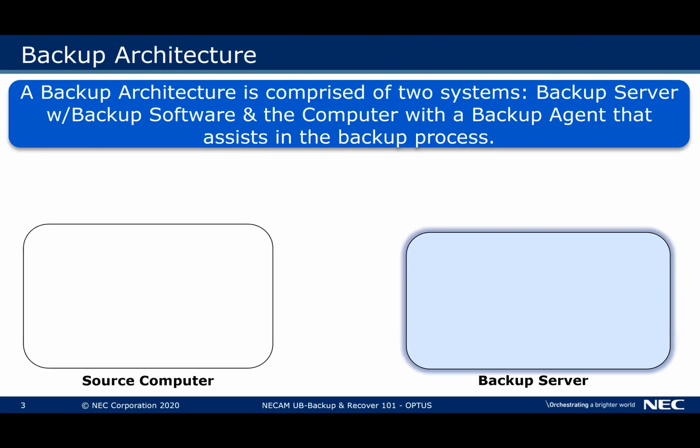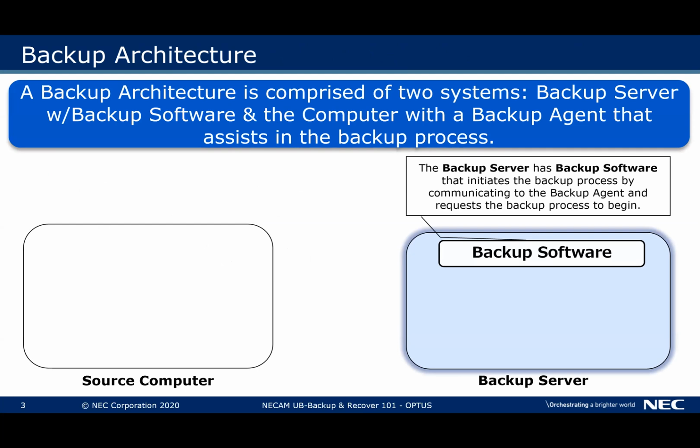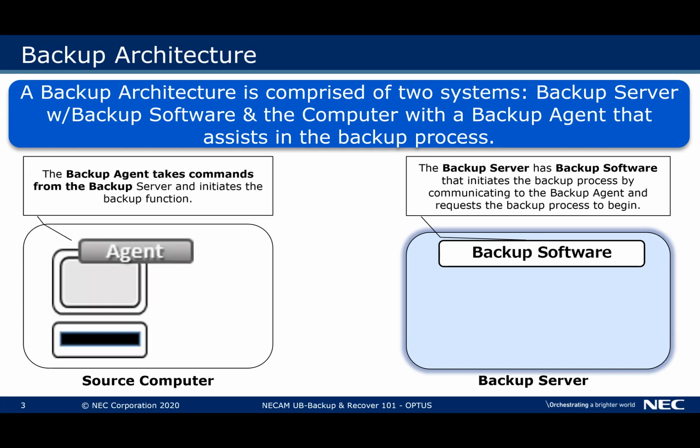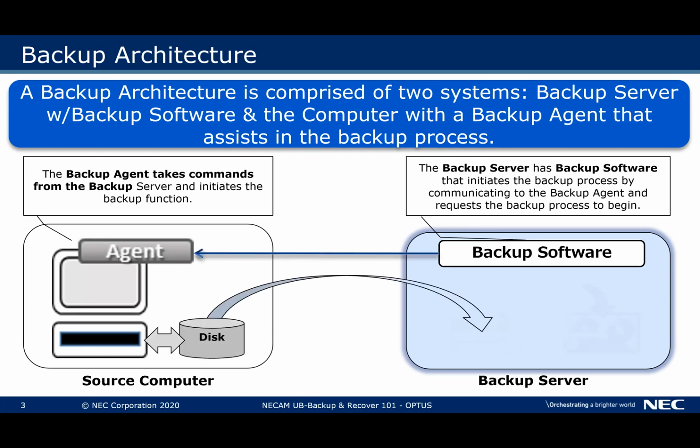It's comprised of 2 systems: a backup server and a source computer. On the backup server, there is backup software that manages all aspects of the backup. On the source computer, there is agent software, which is loaded and takes direction from the backup software. The backup software provides commands to the agent running on the source computer to access the data and to initiate the backup of the data to the backup server storage. This is the basic backup architecture.